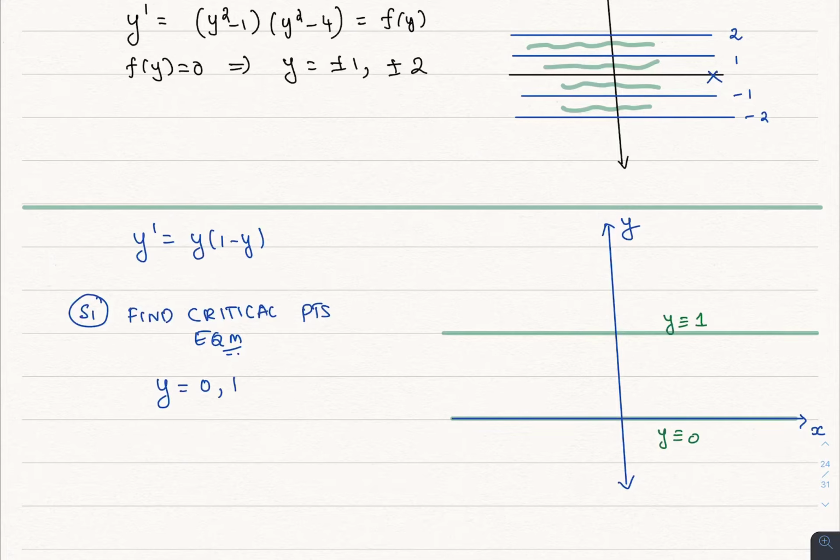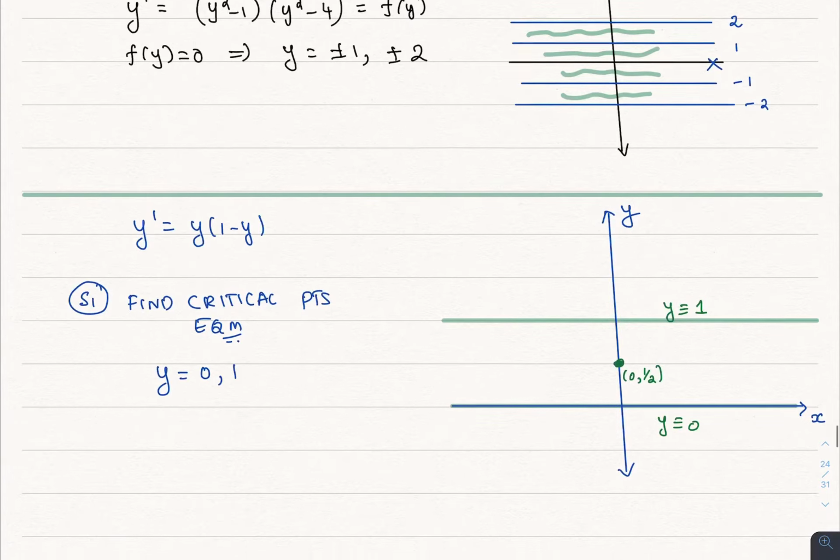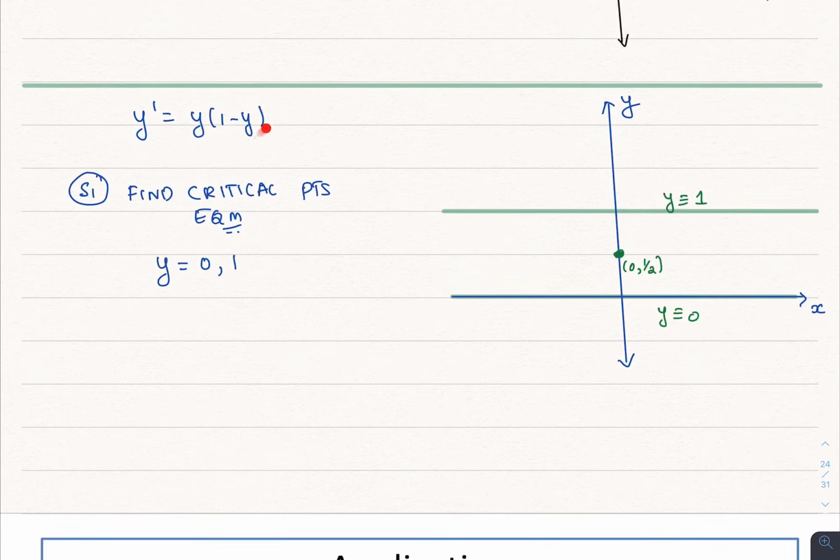Now, suppose a solution starts here, let's see what's going to happen. At this point, x is 0 and y is 1/2. Now let me plug this value in here, to see how the solution is going to behave. Either the solution is going to go up, go down, or go straight. The solution will go straight if the slope is 0. It is going to go up if the derivative is positive, and go down if the derivative is negative. That's all it is.